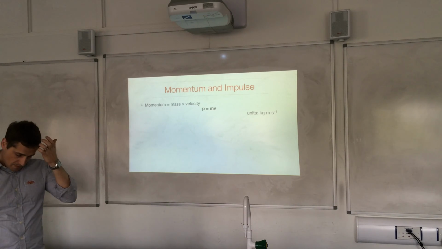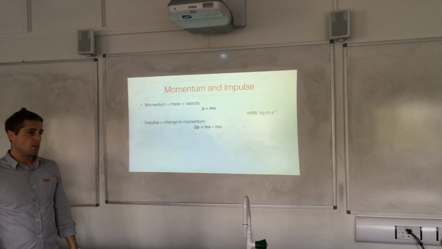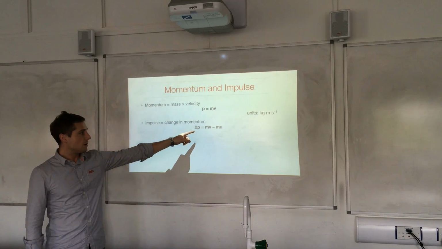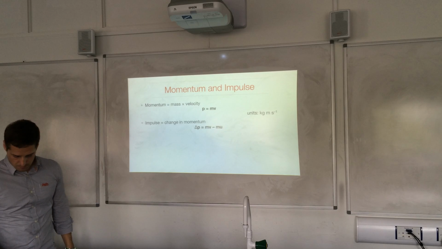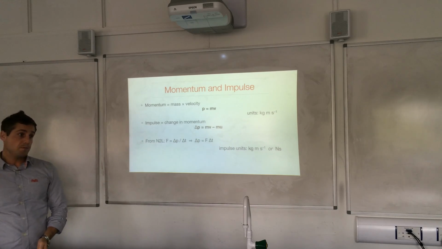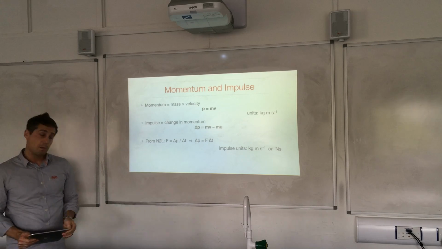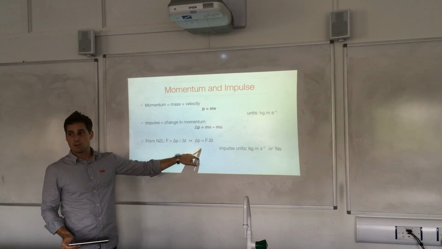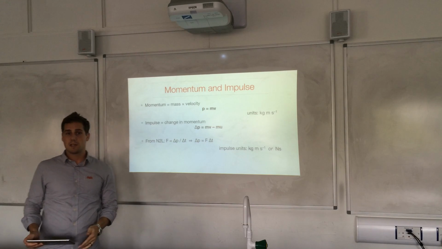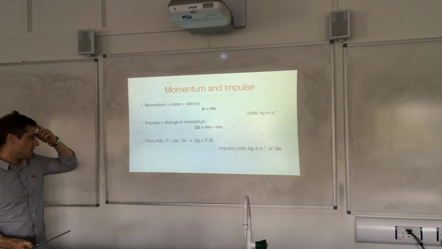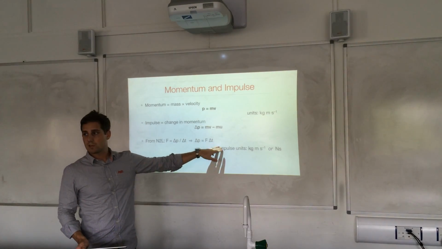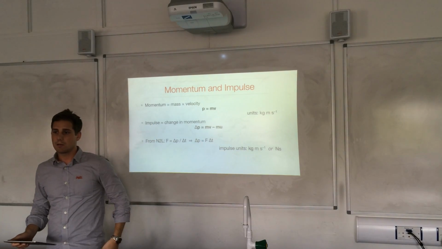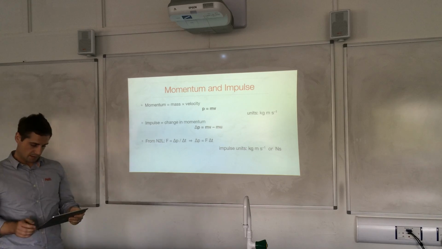Momentum and impulse then. Momentum is mass times velocity, P equals mv. Impulse is a change in momentum, so delta P, and we can work out the change in momentum from mv minus mu. From Newton's second law, which is that the resultant force is equal to the rate of change of momentum, F is delta P over delta T, and if you rearrange that, delta P is equal to F times delta T, and that's saying that impulse is equal to force times the change in time. Impulse is equal to force times time. Impulse units, you can either write as kilogram meters per second or Newton seconds.